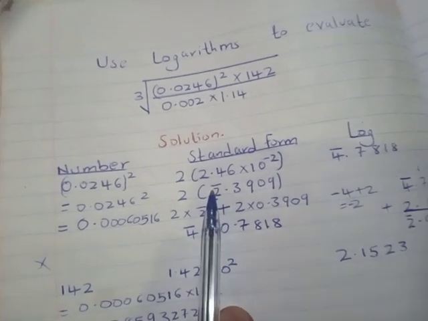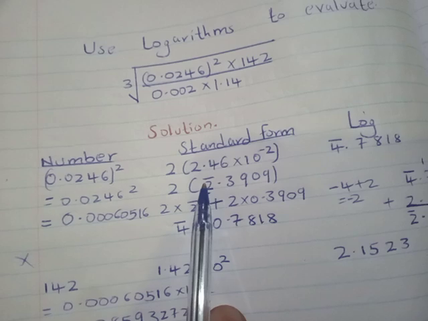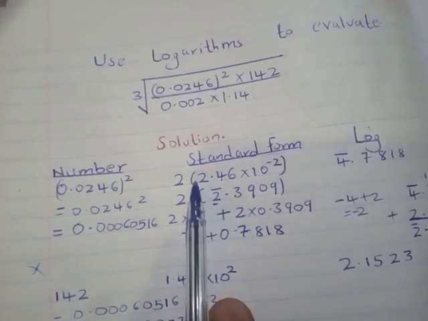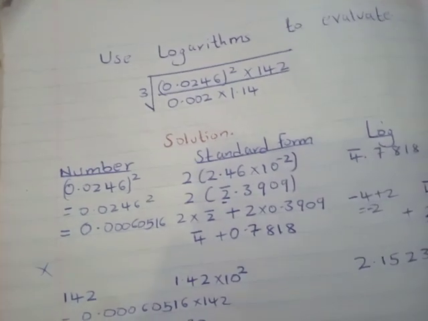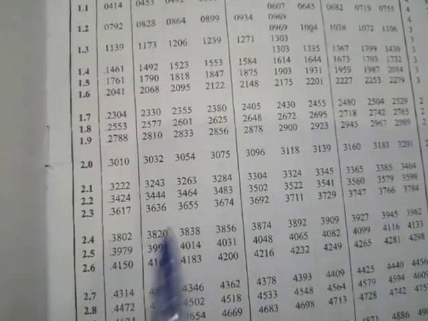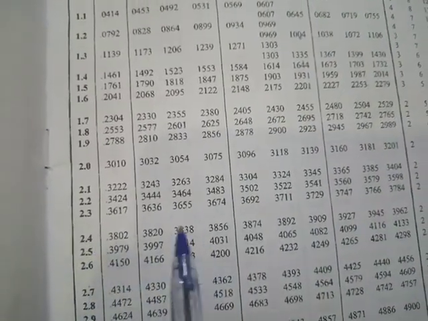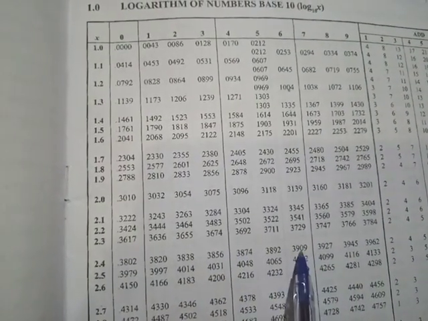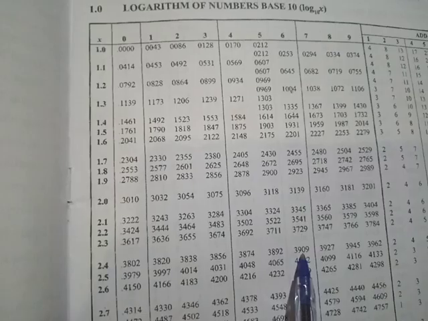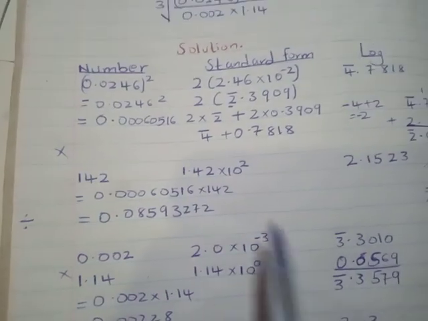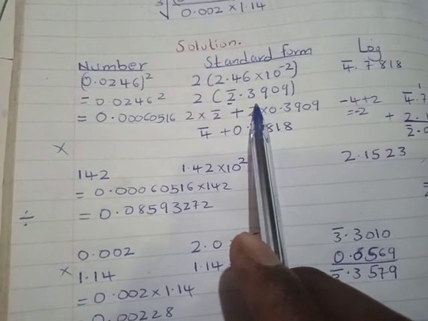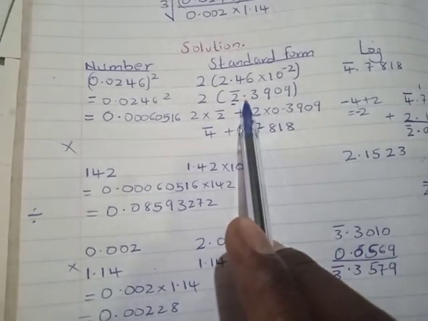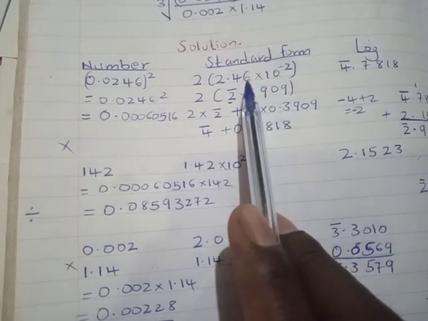Then we go to our log. We look at log of 2.46. Now let me show you. Here is our log. We're going to look at log of 2.4. Where is 6? 6 is here. So that is 0.3909. So we write bar 2, which is negative 2, point 3909, that is log of 2.46.